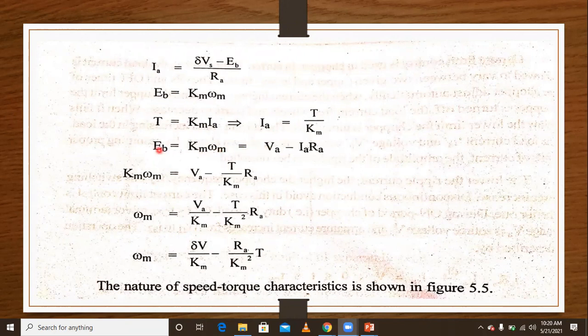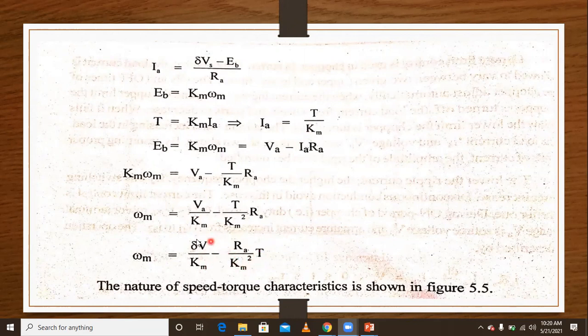So EB is equal to V minus IA into RA, and EB is equal to Km into omega. Here Km into omega is equal to V minus torque divided by Km into RA, where Km is the motor constant. So substituting IA, omega m is equal to V divided by Km minus T divided by Km square into RA. So omega m is equal to delta V divided by Km minus RA divided by Km square into T.